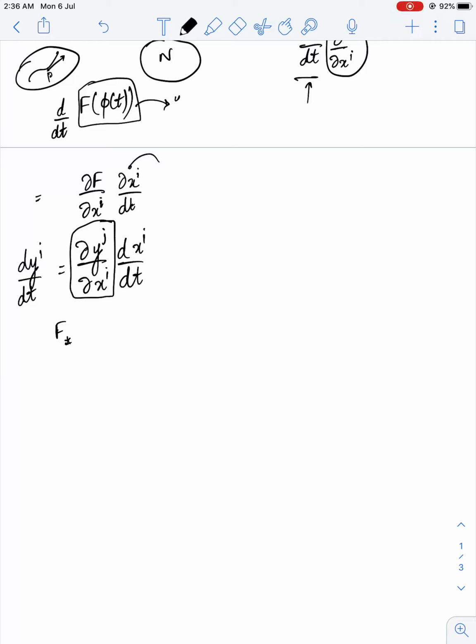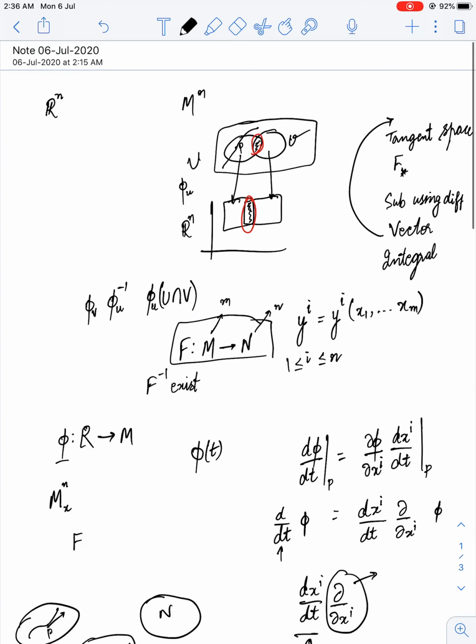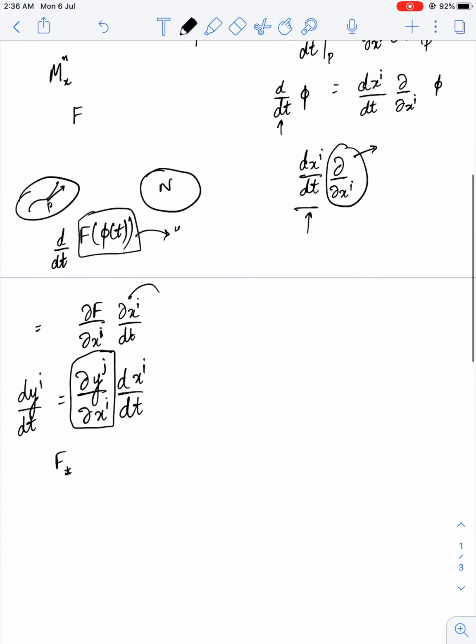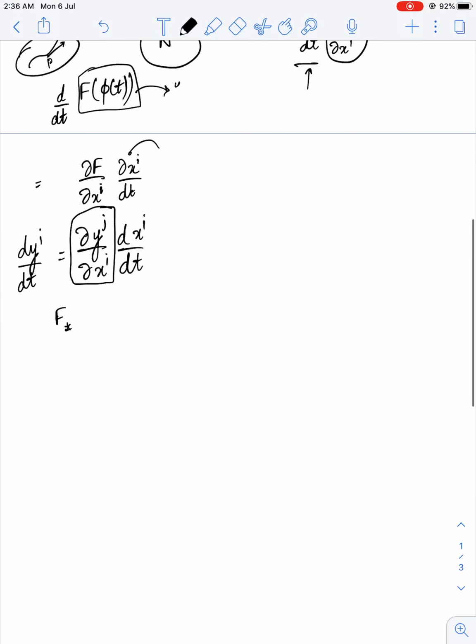No, I will get back again. Now differential, basically differential maps one tangent vector to another tangent vector in the image manifold from M to N. Now what I was talking about, the submanifold, yeah, submanifold using F.